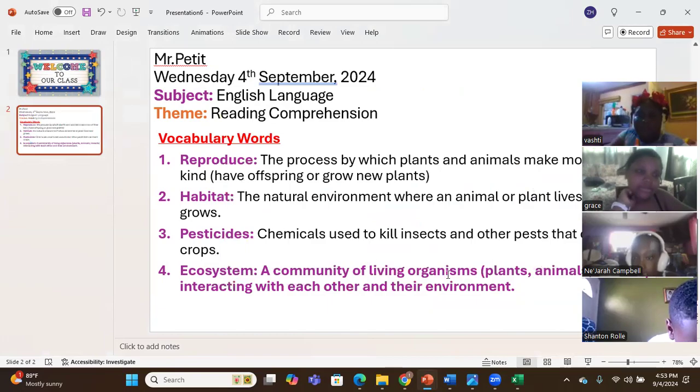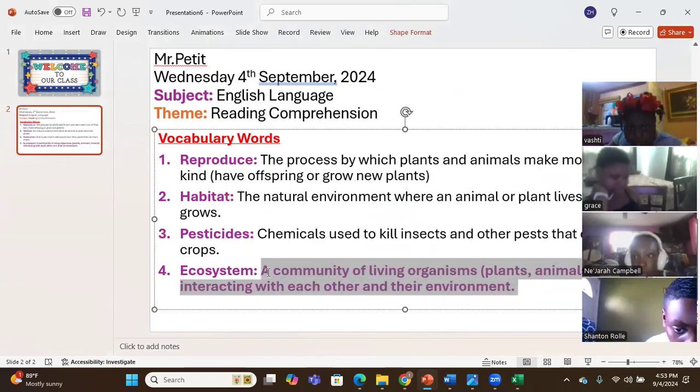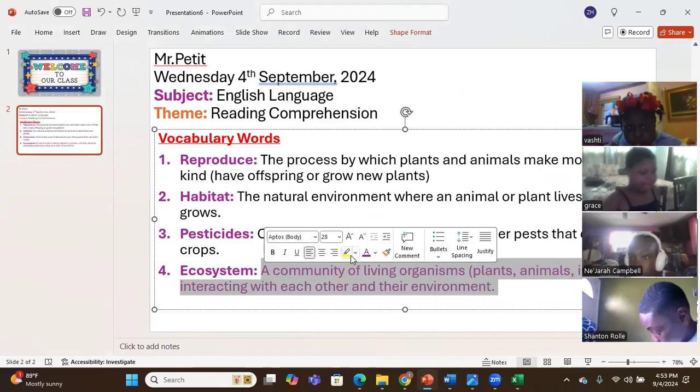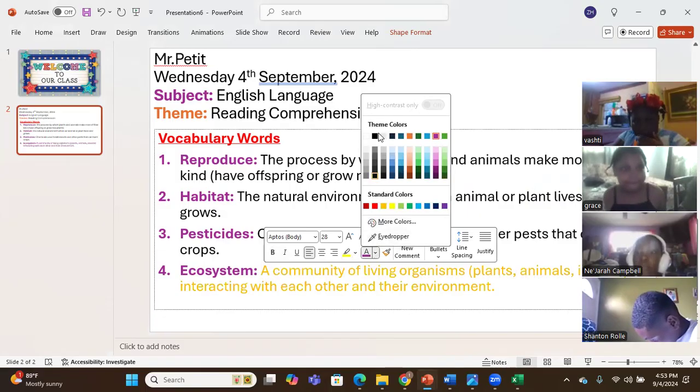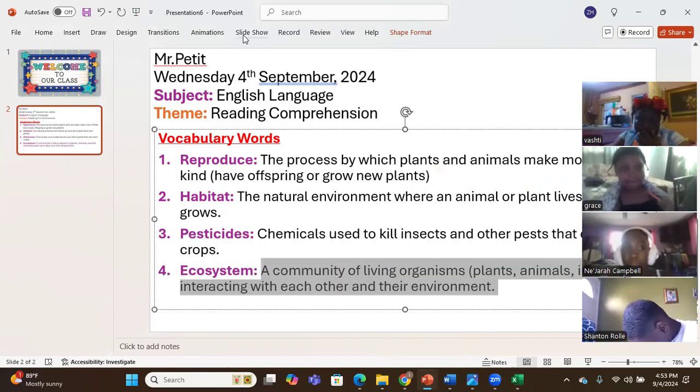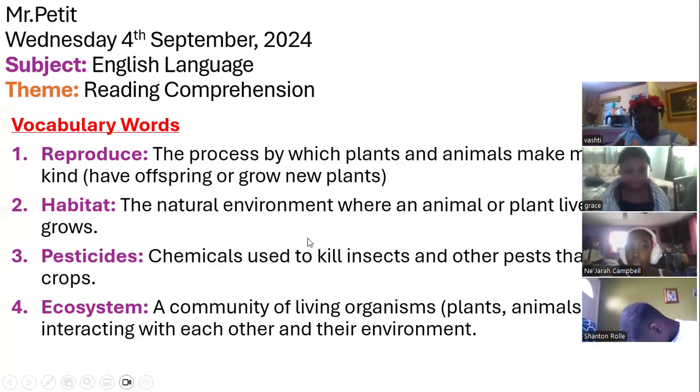The desert. All right, so that's the ecosystem, right? It's a community of living organisms, plants and animals interacting with each other, and their environment. So that's the definition of ecosystem.